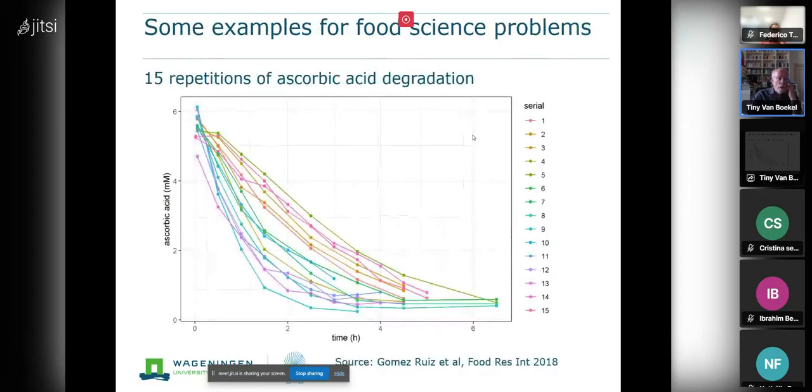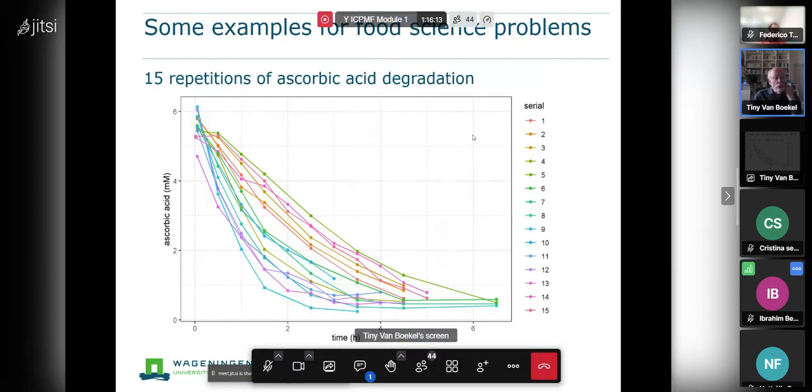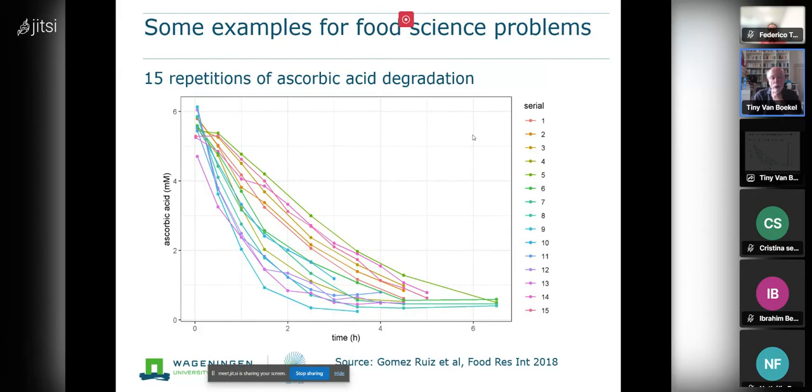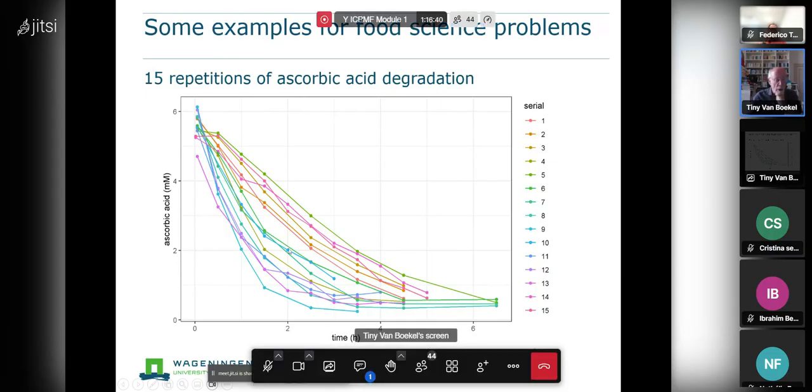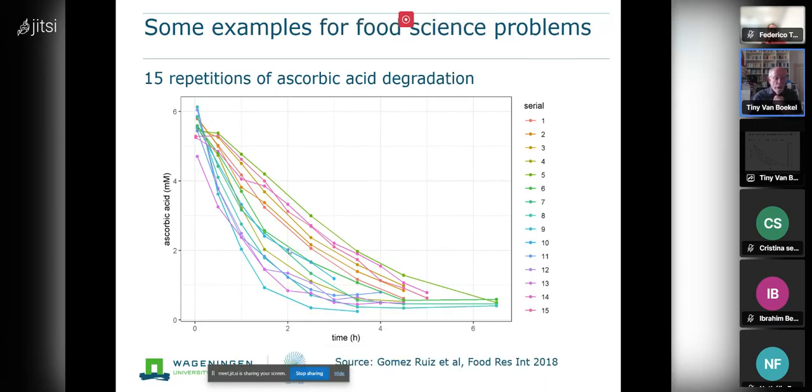Another example from food science is about the oxidation of ascorbic acid, where researchers in France, and this is not even in a food, this is in a model solution, analyzed 15 solutions of the same concentration and the same conditions 15 times, and this is the result. You see enormous differences between one experiment and the other, even though the experiment as such is completely the same. They try to do it very reproducibly, but still you see this variation.